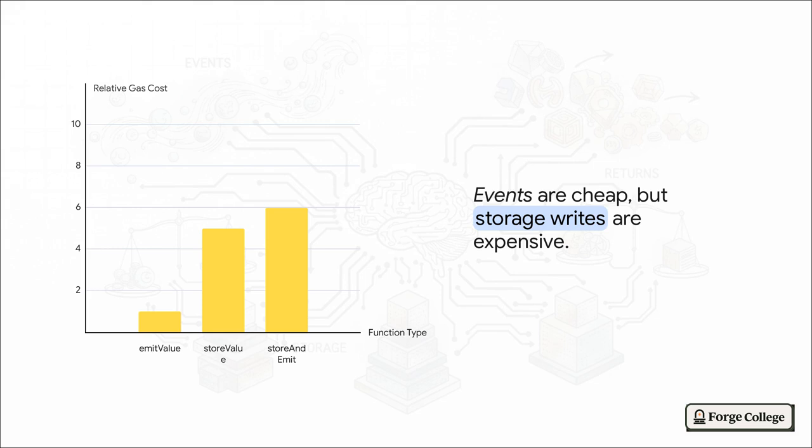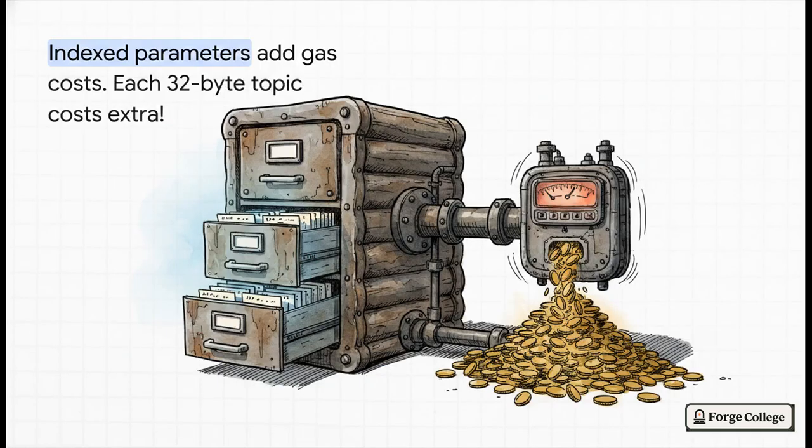But an initial write to storage? Bam! It's a massive 5. Writing to storage creates this huge spike in costs. And if your logic dictates doing both, storing the state and emitting an event, you're paying the absolute highest premium on the block.